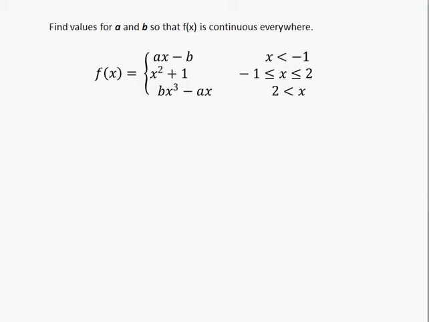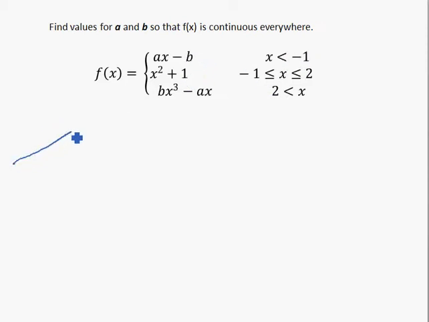All right, if we want this function to be continuous everywhere, basically, since it's a piecewise function, what we're really worried about is where this thing splits. We want to make sure that when it goes from this function to this function at -1, they're going to meet. Okay, so we want this to happen.